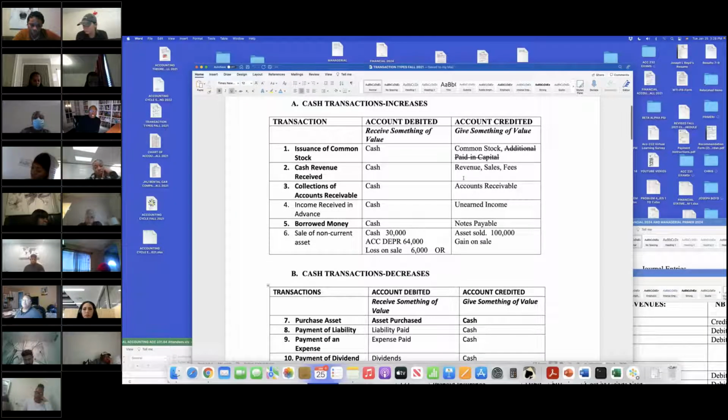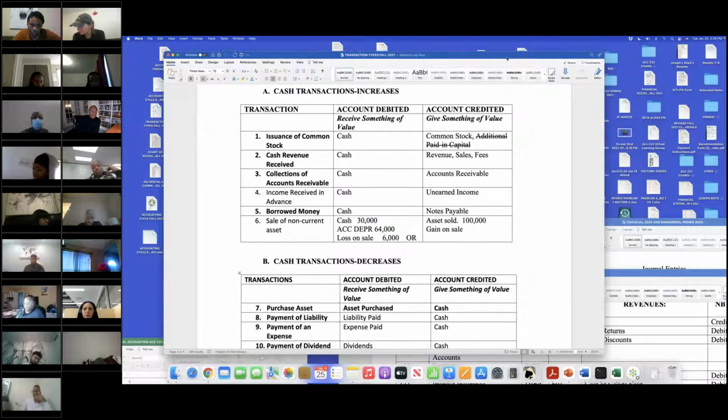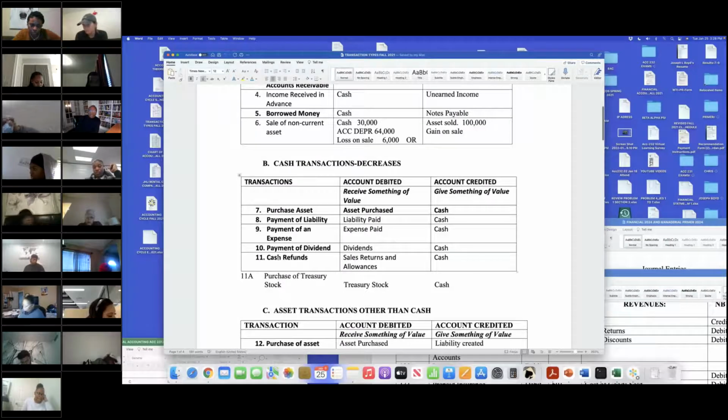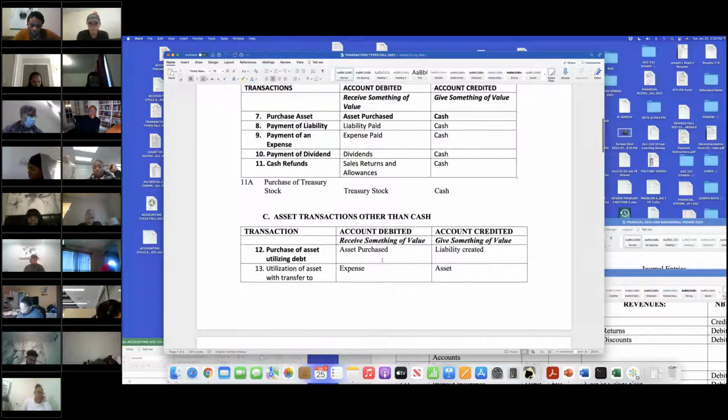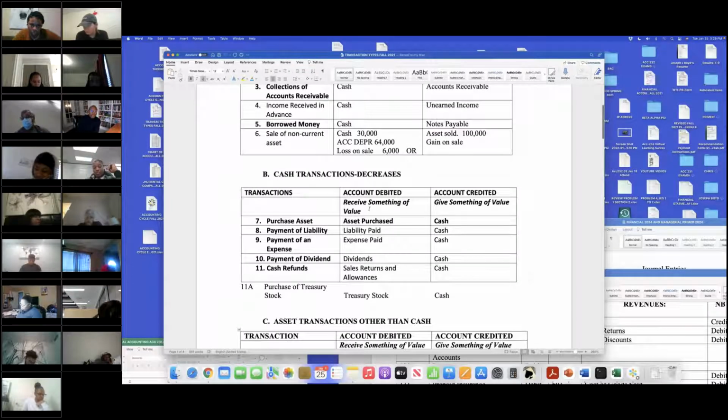We read the transaction and then we see if cash came in. It's a 1 or a 6. If we paid cash out, it's a 7 through 11. Then we have transactions other than cash, and we're only dealing with 2: purchase of an asset utilizing debt and sales on account. Once you determine the type, it's telling you what account to debit and what account to credit.